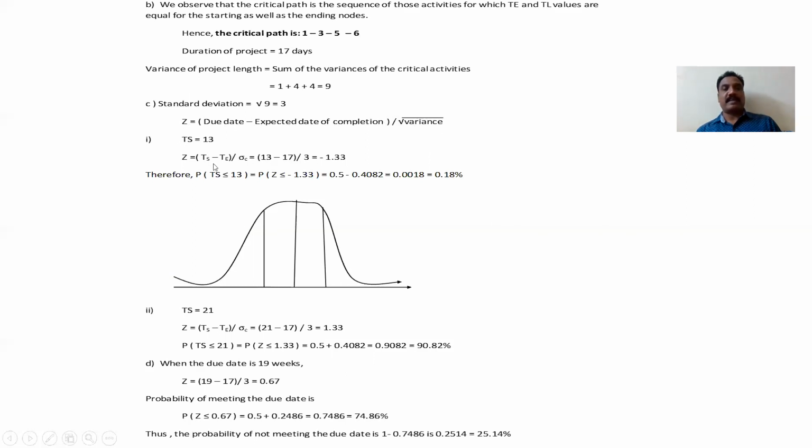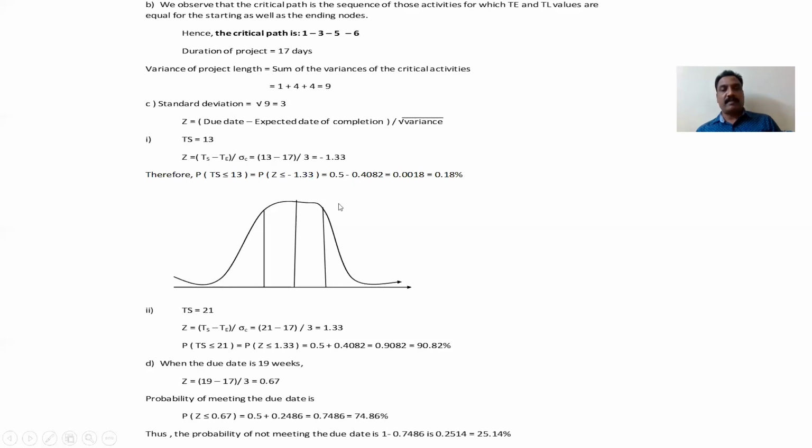That is TS is equal to 13. Just substitute the TS 13 here. Due minus TE, that is 13 minus 17. TS is 13. 13 minus 17 whole divided by 3, that is equal to minus 1.33. Therefore, P of TS is less than or equal to 13, that is equal to P of Z value is less than or equal to 1.33.